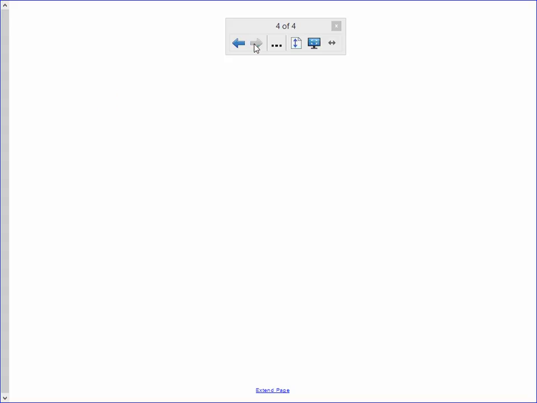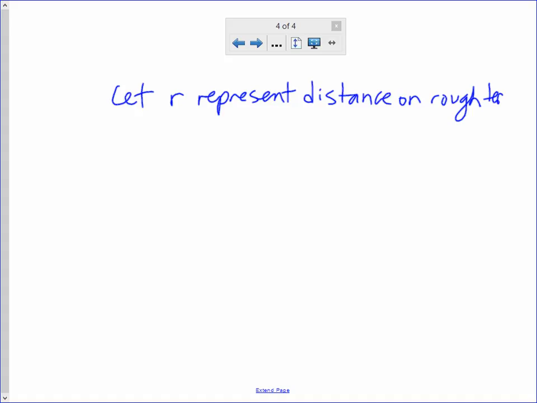As a little bit of a hint, guys, I don't have time to do full let statements, but maybe I do. Let R represent distance on rough terrain. What's the other type of distance he's running? Let P represent distance on paved terrain.